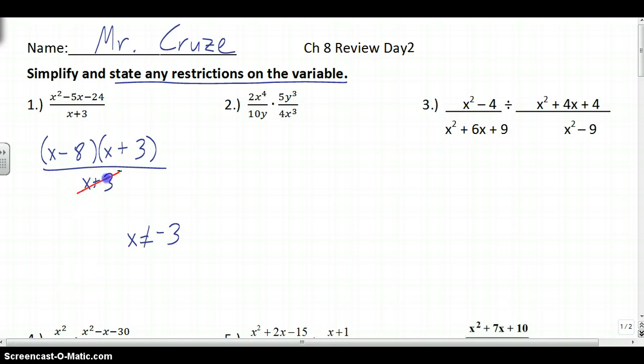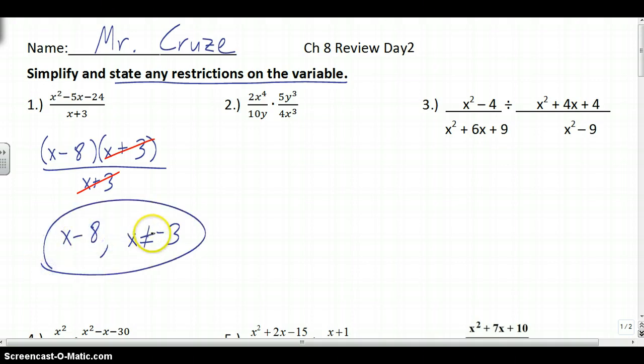Now you can feel free to cancel. And what are we left with? We're left with x minus 8, as long as x is not equal to negative 3.